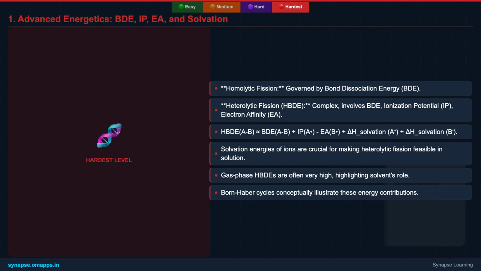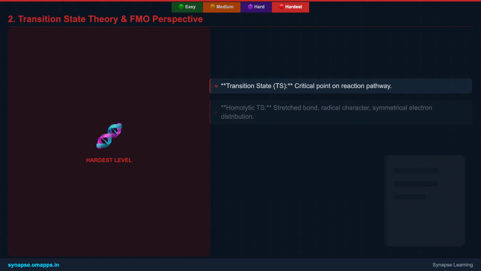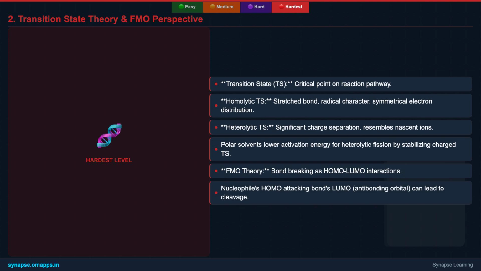Understanding this intricate balance is key to predicting reaction outcomes in various environments. The transition state, TS, is a critical point on the reaction pathway. For homolytic fission, the TS is often radical-like, with electron density symmetrically distributed as the bond stretches. For heterolytic fission, the TS is highly polarized, with significant charge separation, resembling the nascent ions.